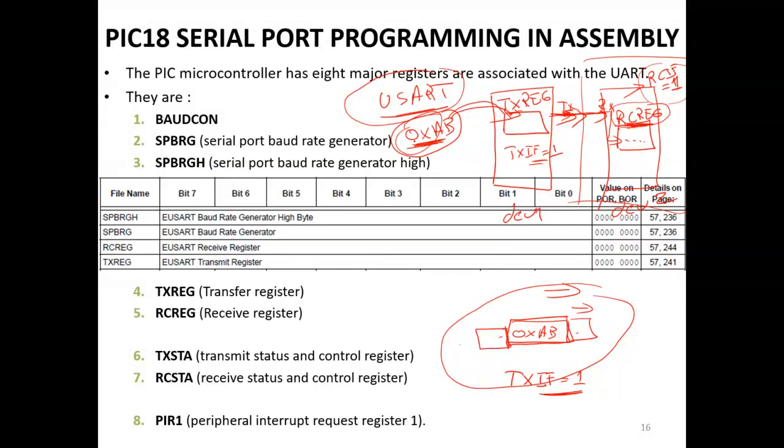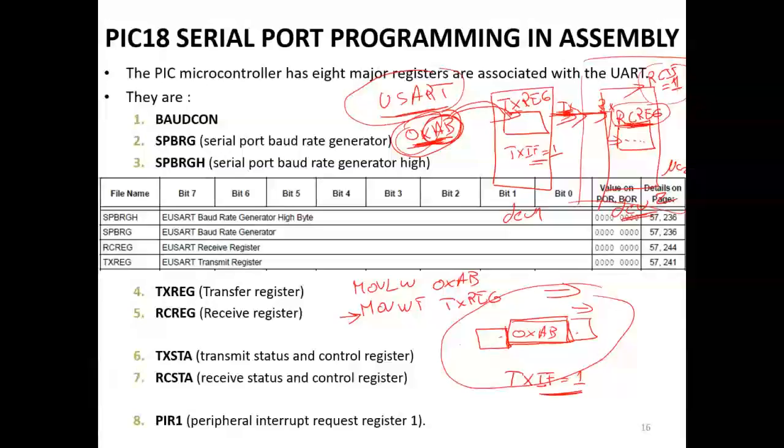As an example, let's suppose that you want to send the byte 0xAB. How to do it? You can use movlw 0xAB, and then movwf TX register. While the CPU executes this instruction, it will start sending the data serially via the TX pin. Now for device number 2, microcontroller 2 has to check the RCIF by using btfss, bit test skip if set, till the flag becomes 1.